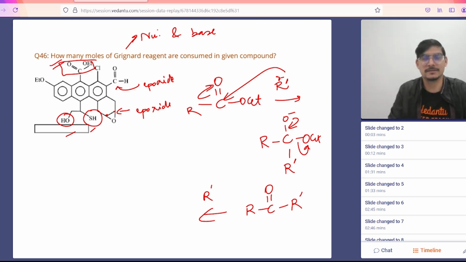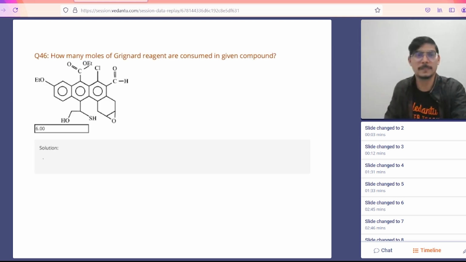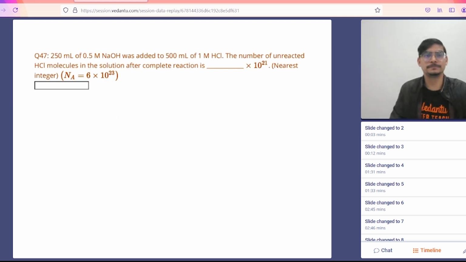So please remember, esters react with 2 equivalents of Grignard reagent. So total equivalents of Grignard reagent that will react here is 6. Moving to the next question.